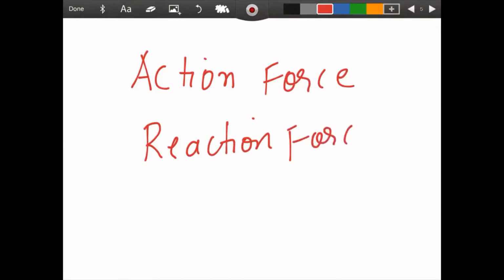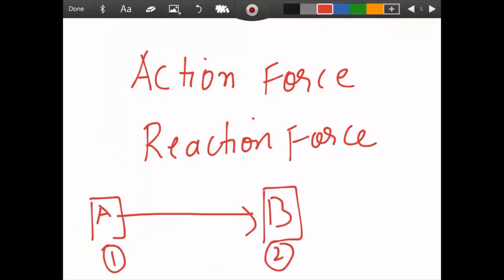Action force is that force which one object is applying on another object. The first object applying a force on the second object is the action force. And due to this first force, whatever force the second object is applying on the first object, which I've shown in green, that is the reaction force. So action force, let me write in red, and reaction force I've written in green. Action force is the force which an object A applies on the object B, and reaction force is the force which is produced due to the action force, the force which is produced by object B on A.